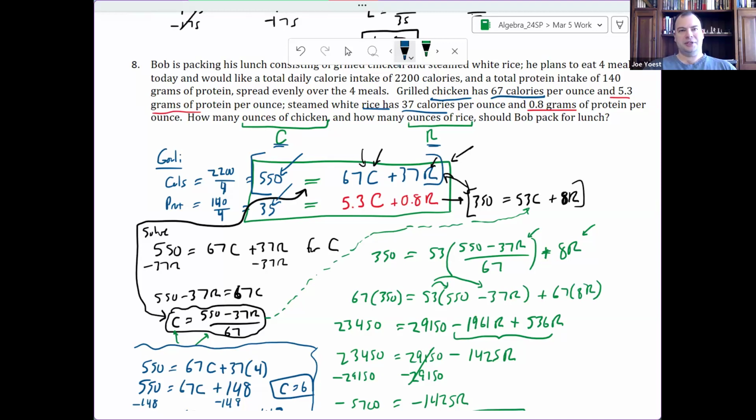I think the strategy was similar to a lot of the mixture problems we saw in chapter 3. It's just that the numbers were a little bit messier, right? We had bigger numbers to deal with. We had some fractions to deal with. We had some decimals to deal with.